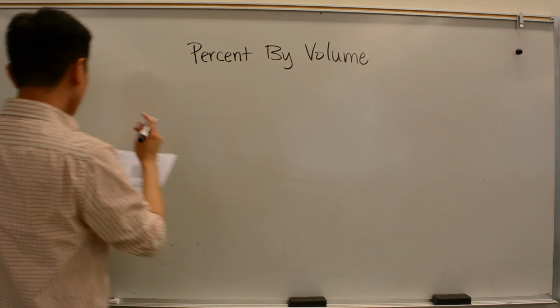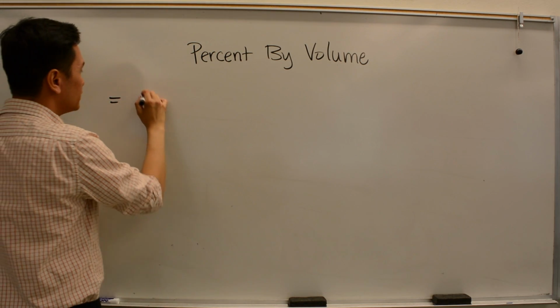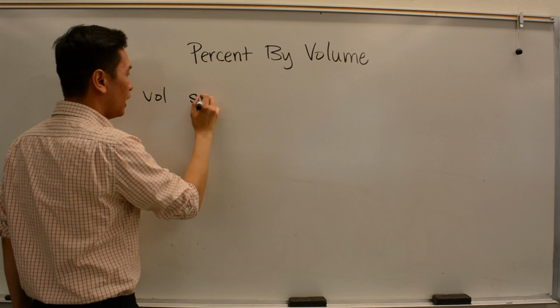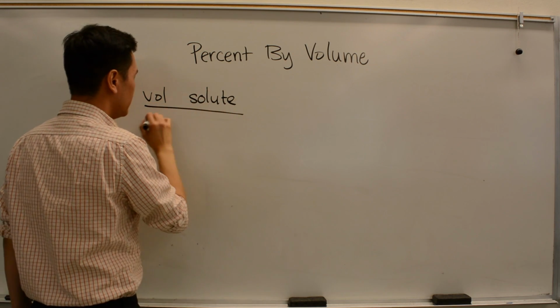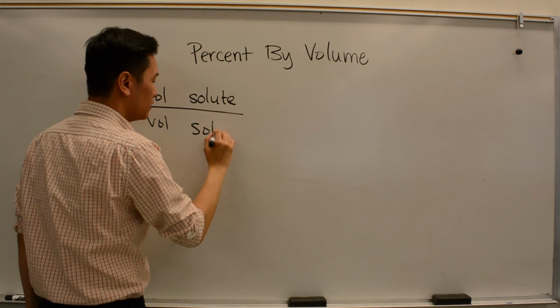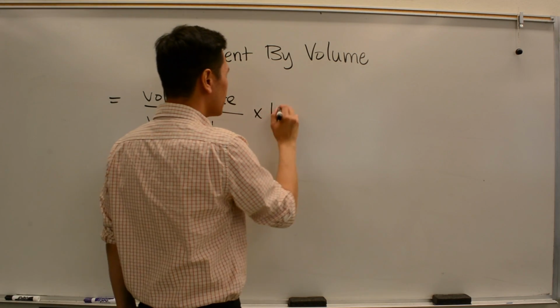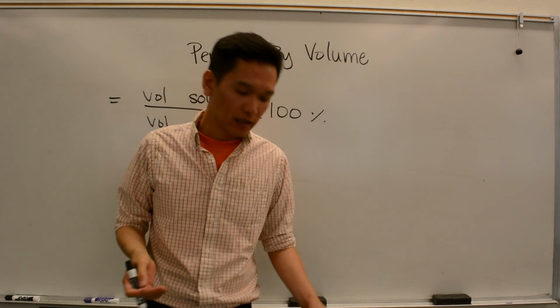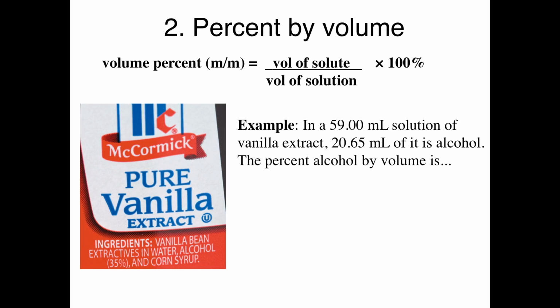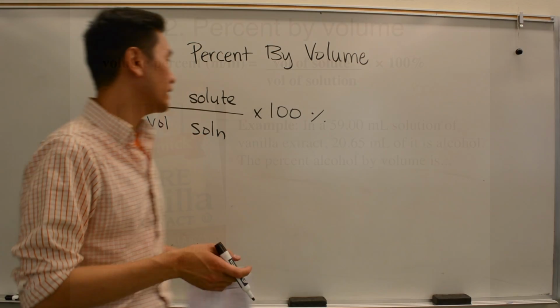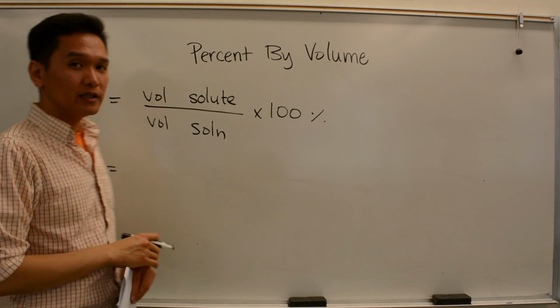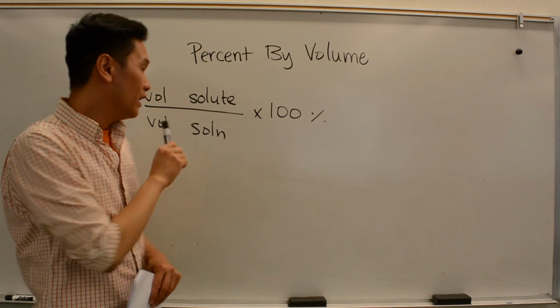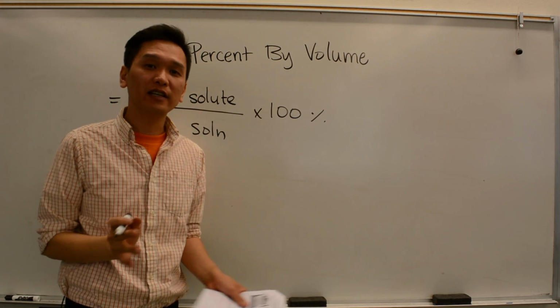Again, let's start out with the definition. The percent by volume by definition means the volume of the solute divided by the volume of the solution times 100%. Okay, so let's check this out with our example. It says in a 59.00 milliliters solution of vanilla extract, 20.65 milliliters of it is alcohol. What is the percent alcohol by volume? Okay, so we want to know what the percent of the solute is. In this case, the solute is alcohol, and the solution is the entire thing, the vanilla extract.